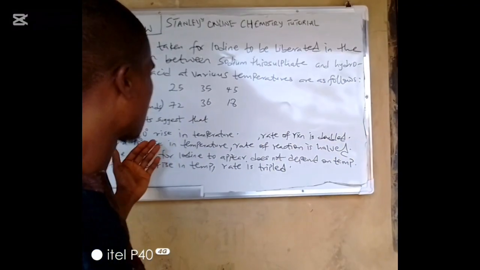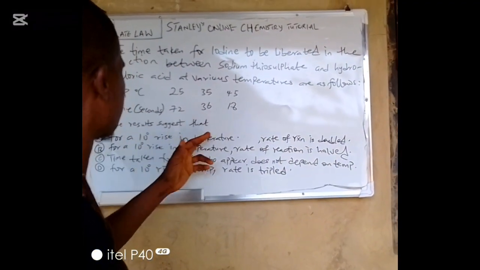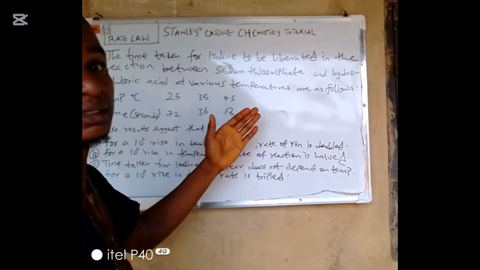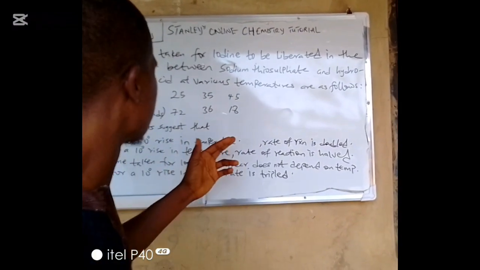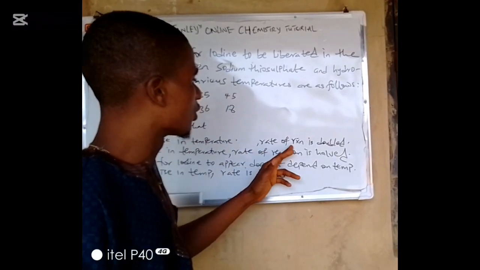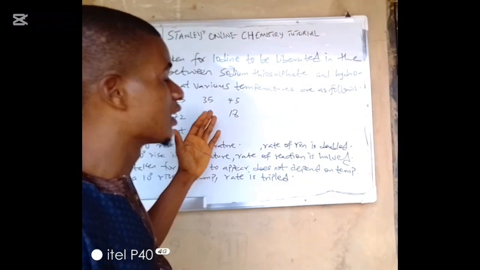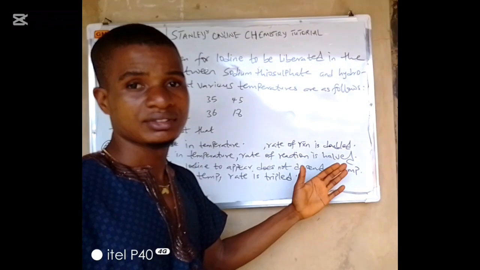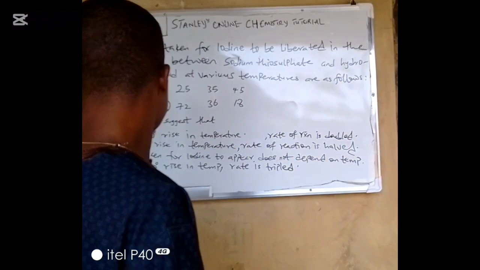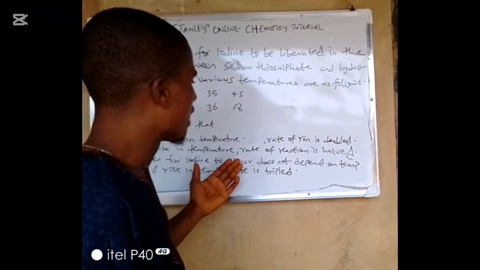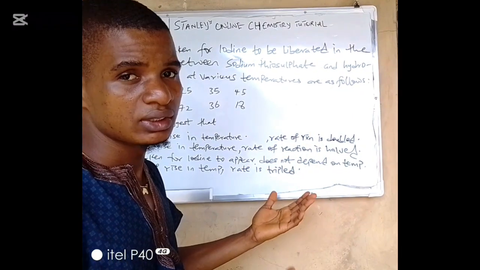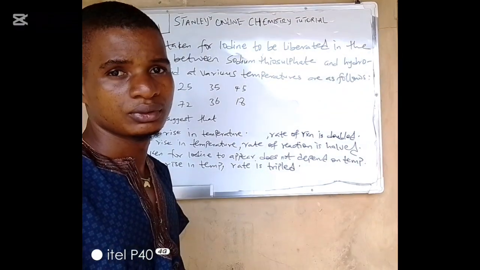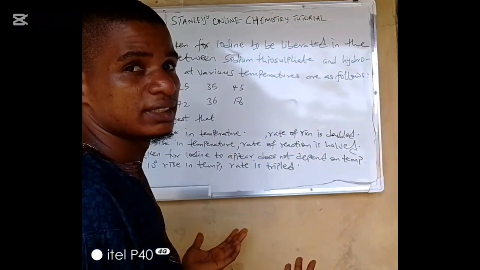Now the question is asking us, this result suggests that for a 10-degree rise in temperature, because the temperature is increasing by 10 degrees. A said for a 10-degree rise in temperature, rate of reaction is doubled. Is that what you can find here? B said for a 10-degree rise in temperature, rate of reaction is halved. Is that what you can see? C said time taken for iodine to appear does not depend on temperature. Is that correct? We'll find out. D, for a 10-degree rise in temperature, rate is tripled. So what do we choose in this answer?